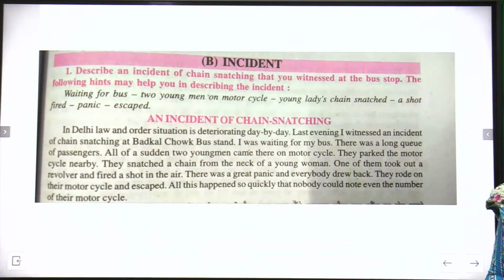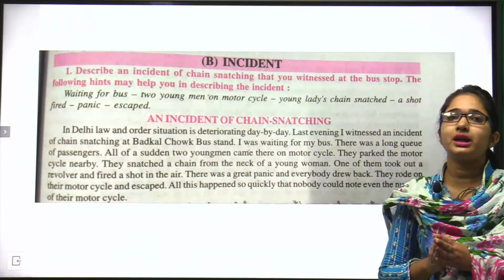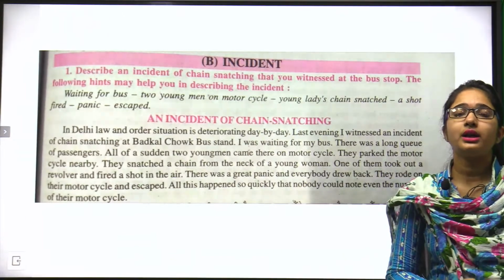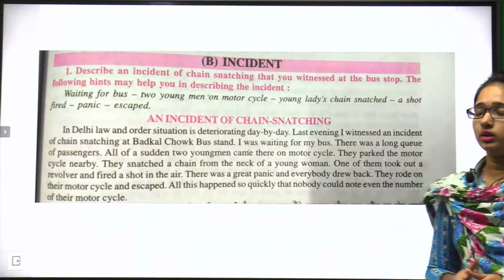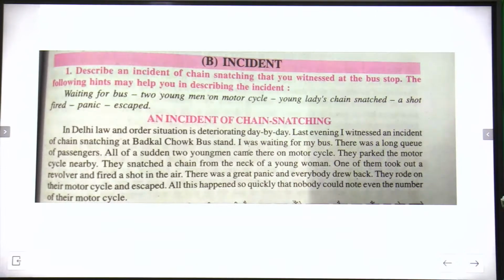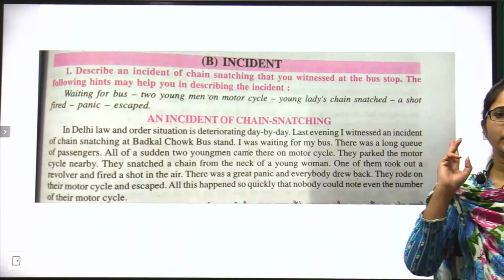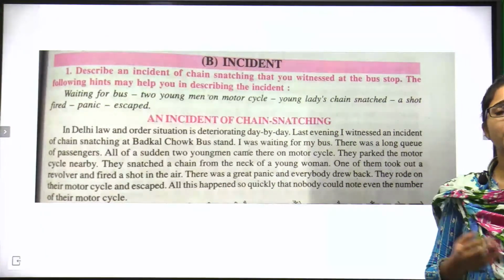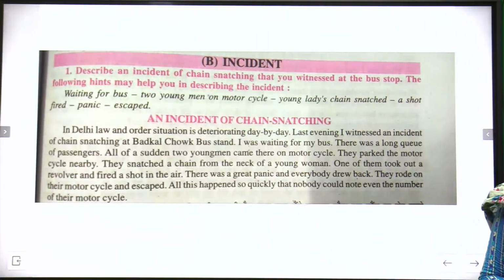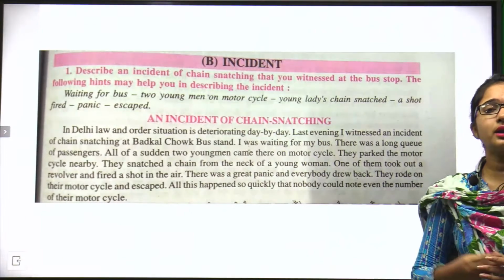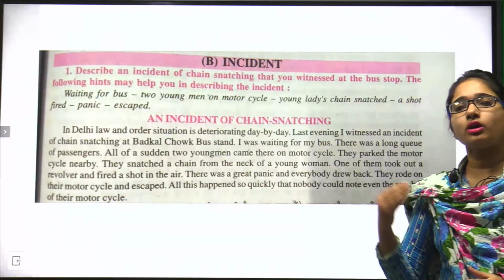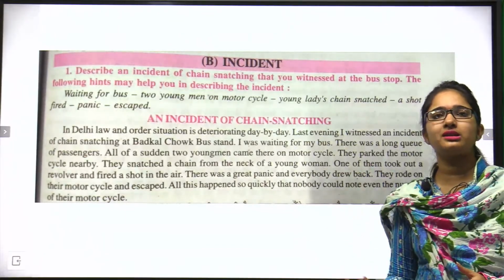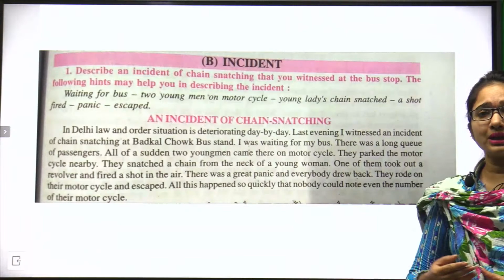They snatched a chain from the neck of a young woman. So this is the main incident that happened. They snatched the gold chain of a young woman. One of them took out a revolver and fired a shot in the air. These incidents are very much happening nowadays in all parts of our country. The young men are doing all these types of activities, chain snatching, robbery, to meet their basic needs.